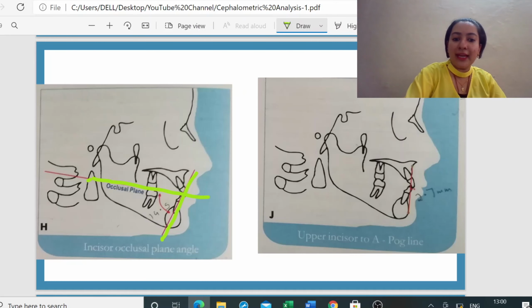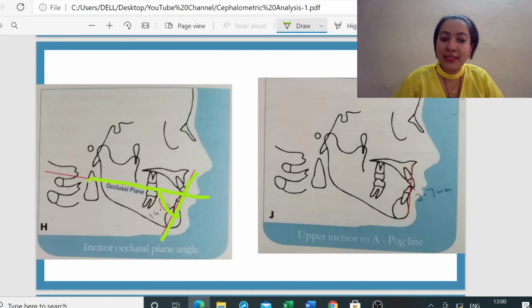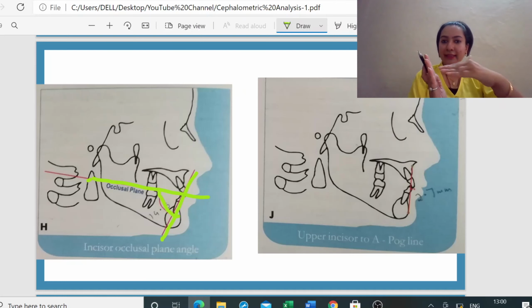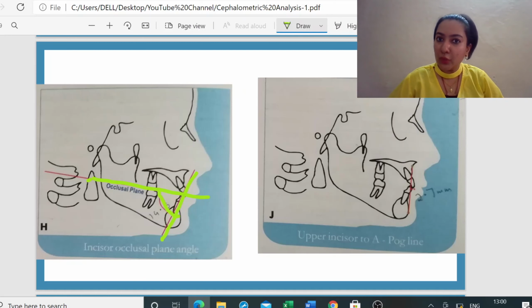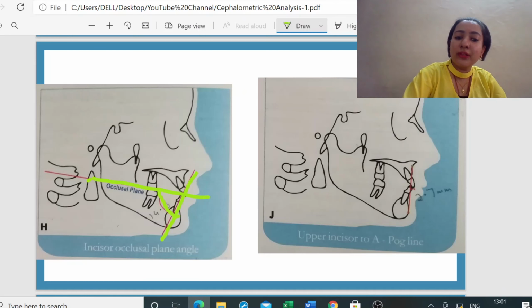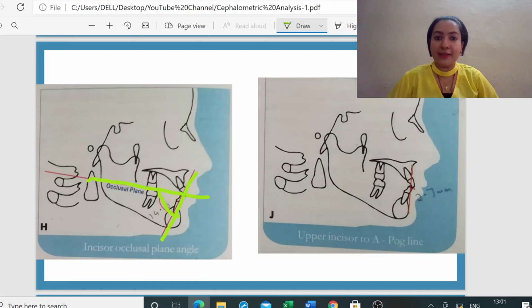And when these two lines intersect each other, the inside angle which we get is known as your incisor occlusal plane angle. Okay, now imagine if my angle is increasing, it means my lower incisors are upright. And if my angle decreases, it means my lower incisors are proclined. So incisor occlusal plane angle is one angle which helps us in telling about the proclination, retroclination, or basically the angulation of lower incisors. Whether they are upright on the alveolar base, on the mandibular base, or not.